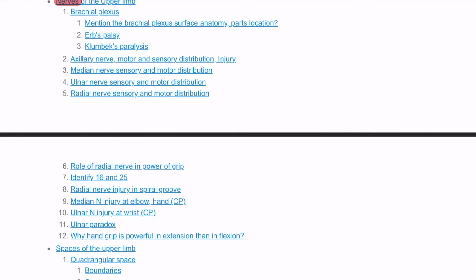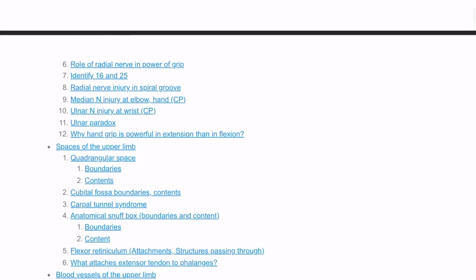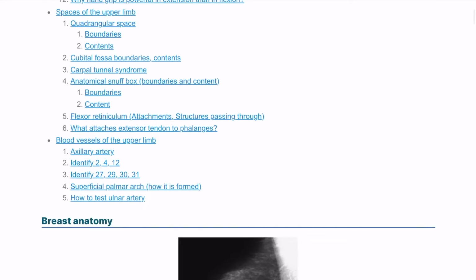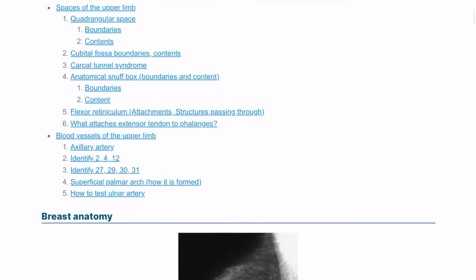We have some cool pictures in here to explain everything in detail, and then we're going to talk about some spaces in the upper limb, and that includes the quadrangular space and cubital fossa and carpal tunnel syndrome, and then the anatomical snuff box and so on. And finally, the blood vessels, and they include the axillary artery and the brachial artery and so on.